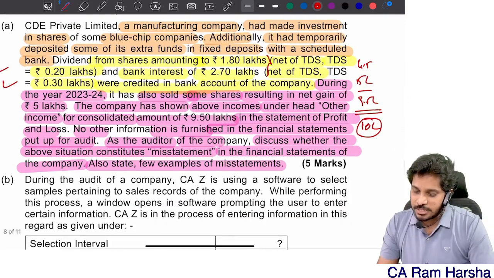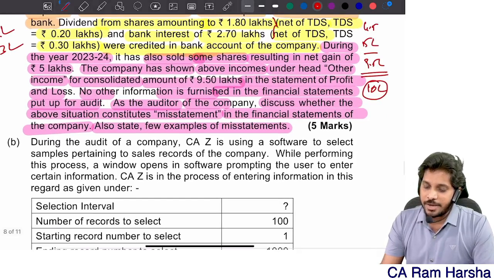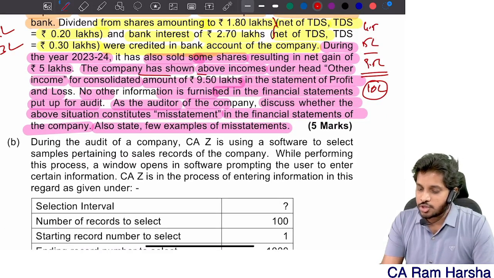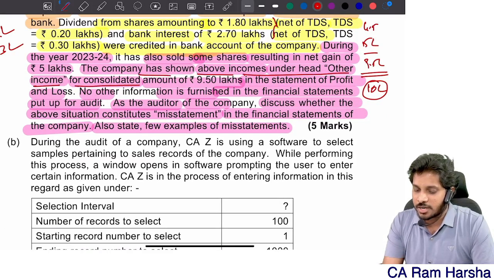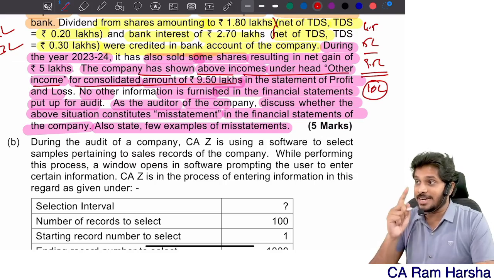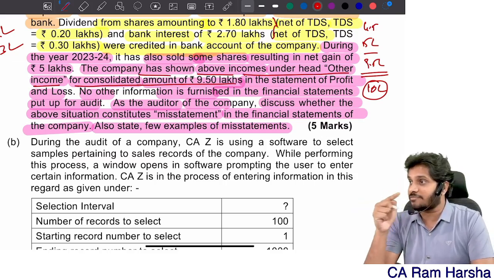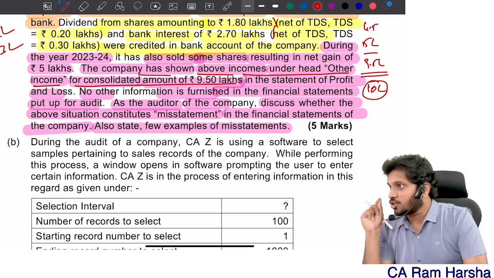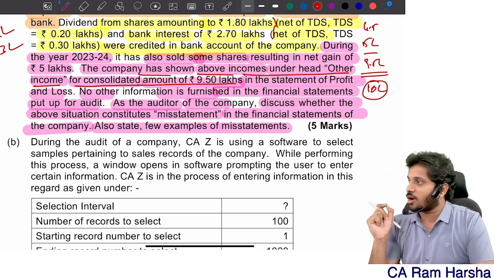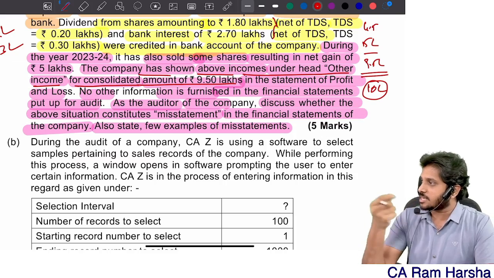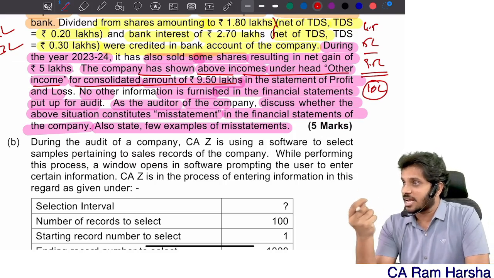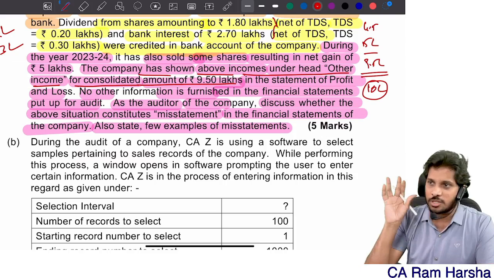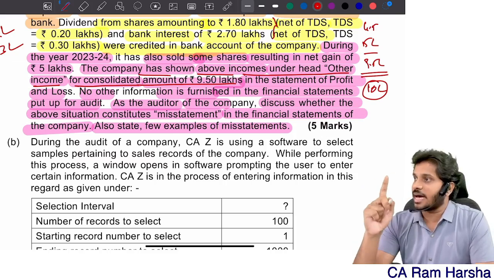Look at the question once again. How did they credit in P&L directly? The company had shown the above income under other income for a consolidated amount. Directly they showed a consolidated amount of 9.5 lakh other income, for which they need to show the breakup: interest income, how much; dividend income, how much; profit or gain on sale of investment, how much. They need to show the breakup. So that requirement will carry 1 mark.